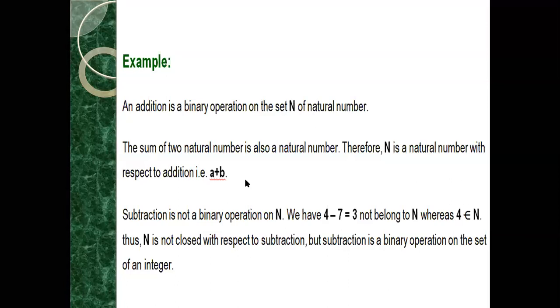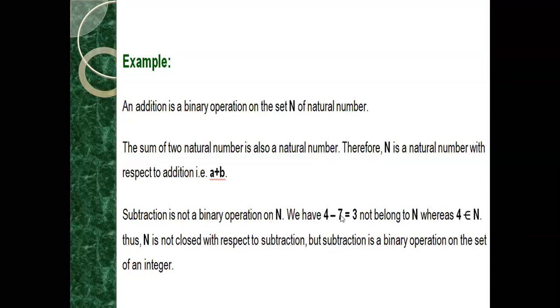So addition is a binary operation on the set N, but subtraction is not a binary operation on the set N. Suppose we take two numbers, 4 minus 7, and we get the solution minus 3. The natural number set does not have negative numbers. That's why subtraction is not a binary operation on the set N. So this is the example: 4 minus 7 equals minus 3, which does not belong to N, whereas 4 belongs to N.